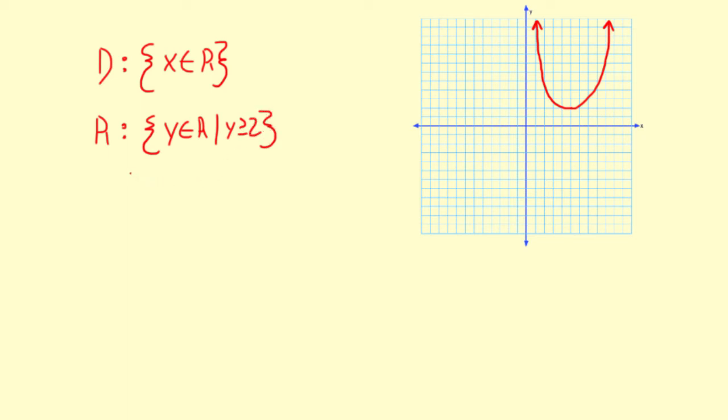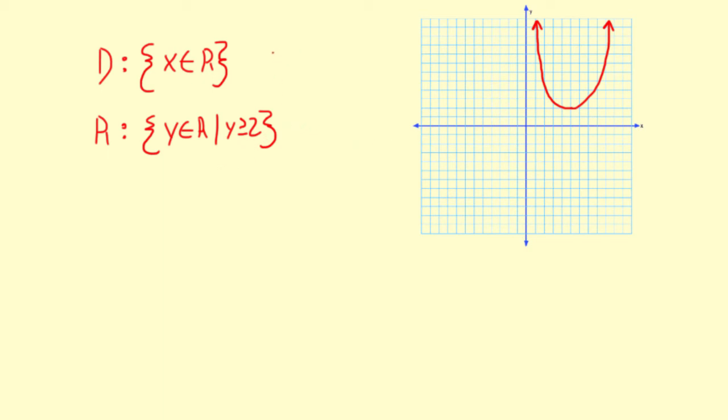So here's what this one says. Y is an element of the real number set such that y is greater than or equal to 2. And this is mathematical symbol notation. This bar going up and down means such that. So it's y is an element of the real number set such that y is greater than or equal to 2. And basically that's saying y is greater than or equal to 2 in the real numbers.